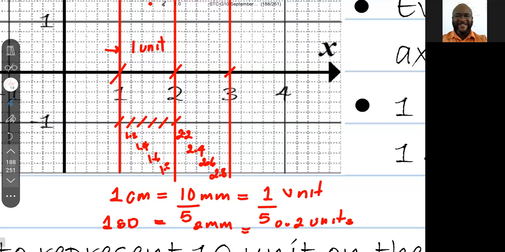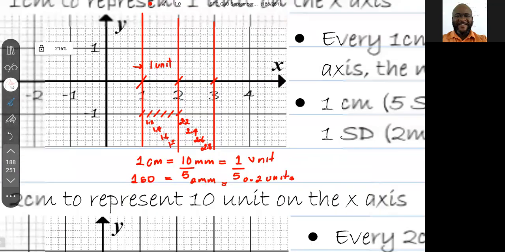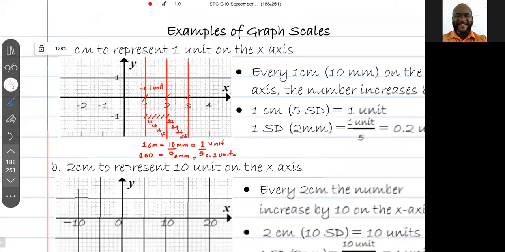Or every 2 millimeter interval, which is the smallest interval on your graph sheet, would be representing 0.2 of a unit. And this is very important. It's very, very important that you understand your graph scale and how to identify how many units the smallest division in your graph sheet is representing.